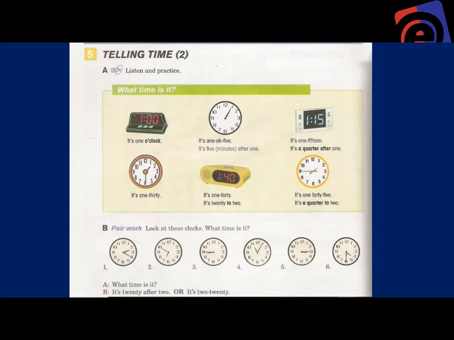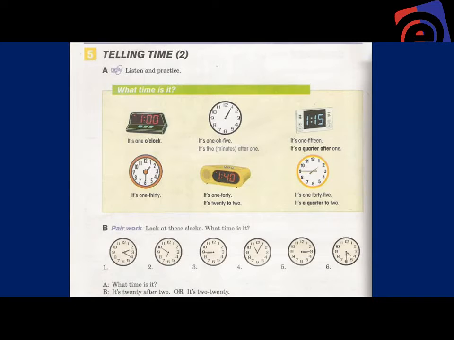What time is it? What time is it? What time is it? It's 6:50. It's 10 minutes before 7. It's 6:50. It's 10 minutes before 7.